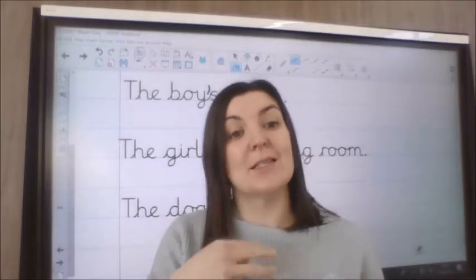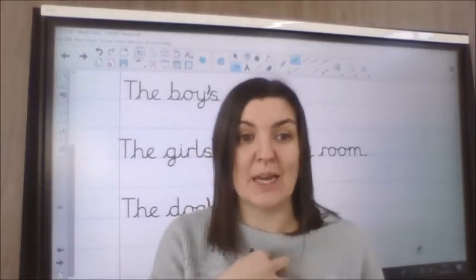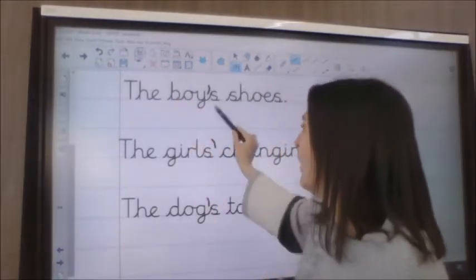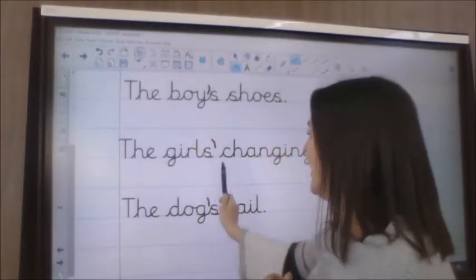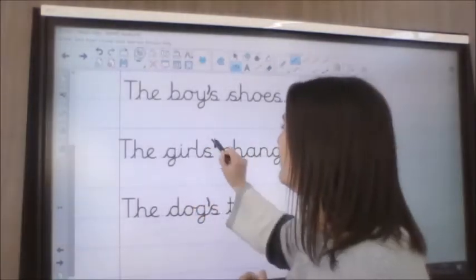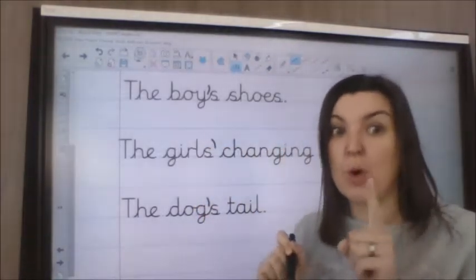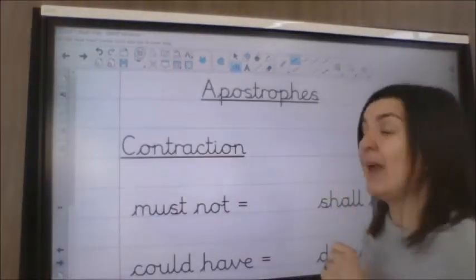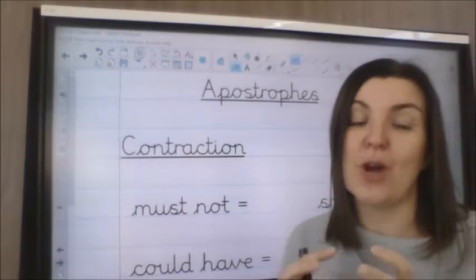So the first one is to show something belongs to somebody. If it's just one person, so the boy's shoes or the dog's tail, it goes before the S. If there's more than one person, like the girls' changing room, it goes after. So that's one use of an apostrophe. The next main use of apostrophe is for contraction.